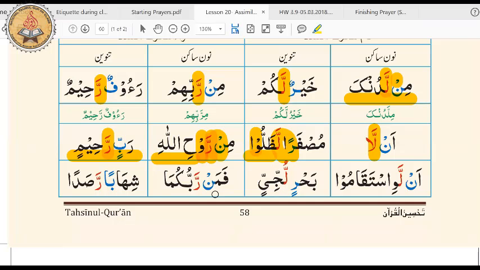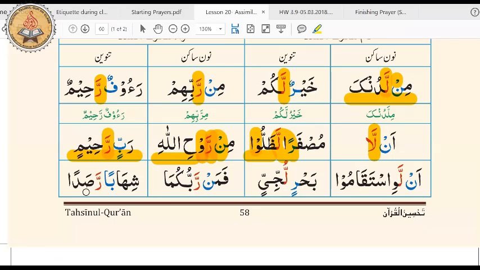Well done. Have a go at this next one. Famarabbukuma. Excellent. Just when you join the meem and the ra, a bit more stress sound should be heard. So, famarabbukuma. Excellent. That was really, really well done.